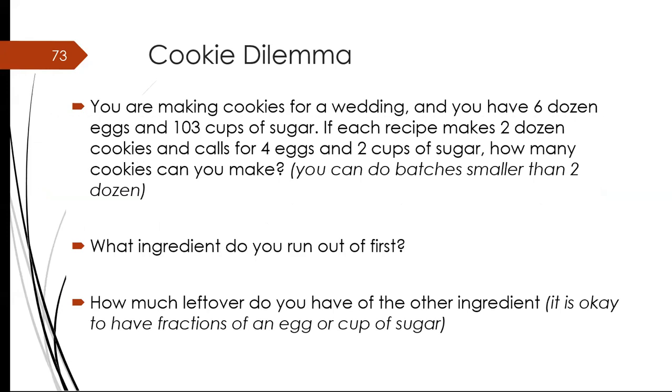So we're going to do our cookie dilemma here. You're making cookies for a wedding, and you have 6 dozen eggs and 103 cups of sugar. If each recipe makes 2 dozen cookies and calls for 4 eggs and 2 cups of sugar, how many cookies can you make? You can do batches smaller than 2 dozen, so you can get as small as you want. You can make an individual cookie if you really wanted to. But we want to figure out how many cookies we can make. To answer that question, you have to figure out which ingredient we run out of first. And then after that, we should also figure out how much left over we have of the other ingredient.